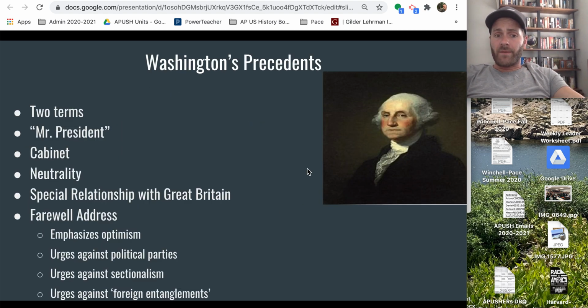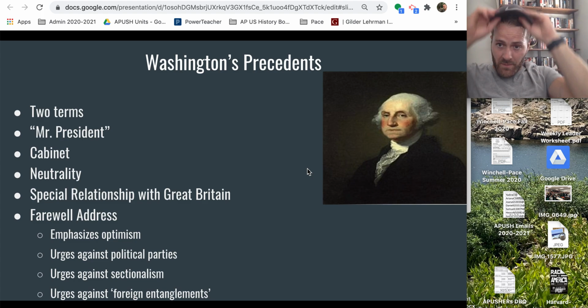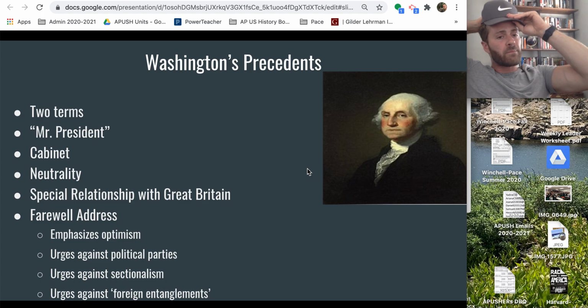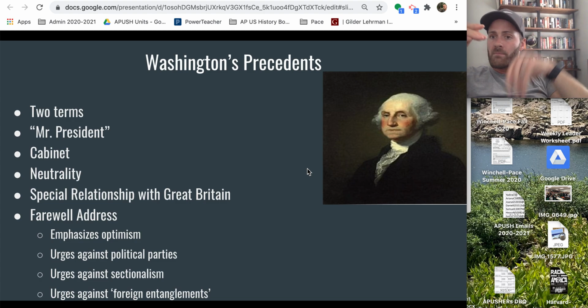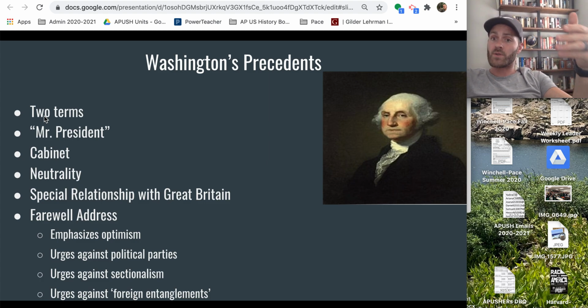So Washington leaves office after 2 terms, and he leaves us with a set of precedents that almost all of our presidents will follow in their terms. First, he serves 2 terms and then he leaves. There's no rule that says the president has to only serve 2 terms. That rule will come much later in the 1930s.